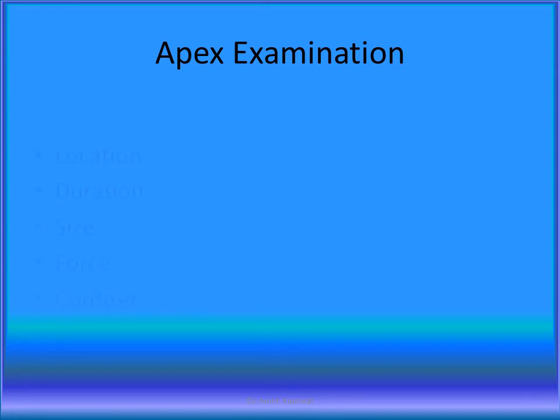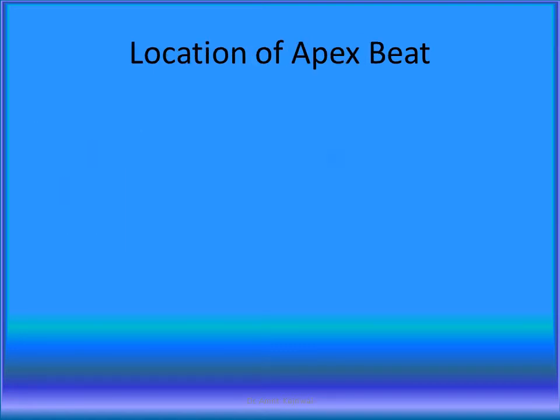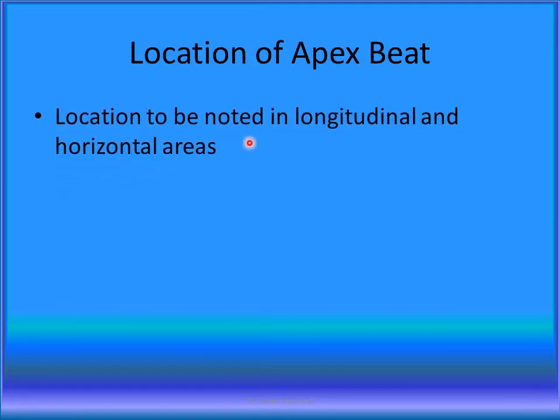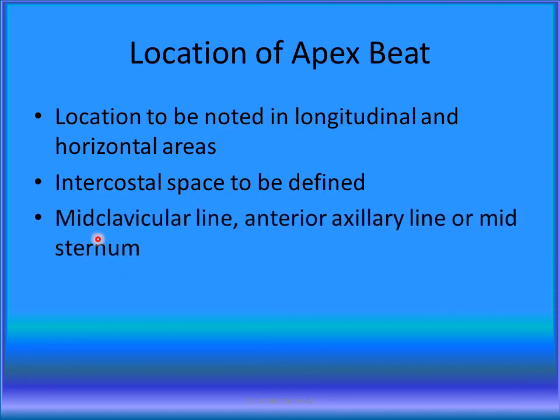Coming to the apex examination, it's divided into 5 types: location, duration, size, force and contour. We'll go through these one by one. Location. Location has to be noted in longitudinal and horizontal axis both. So in longitudinal, you define the intercostal space, and in the horizontal meridian, you define in the midclavicular line, anterior axillary line or mid-sternal line.